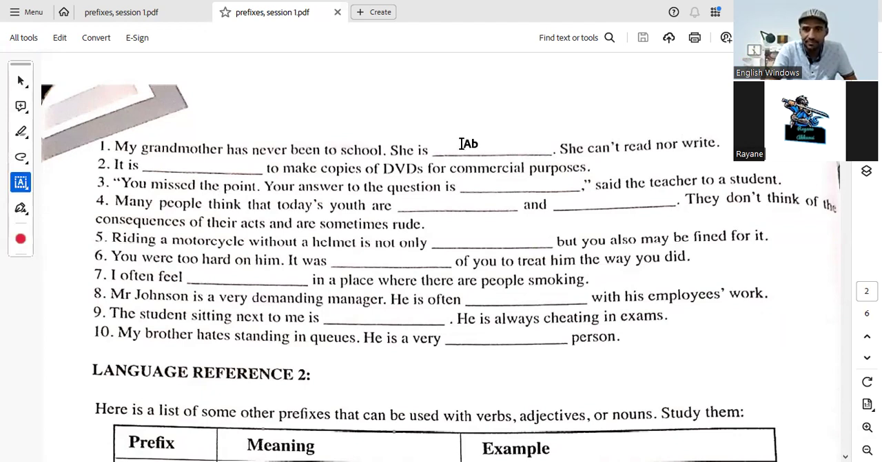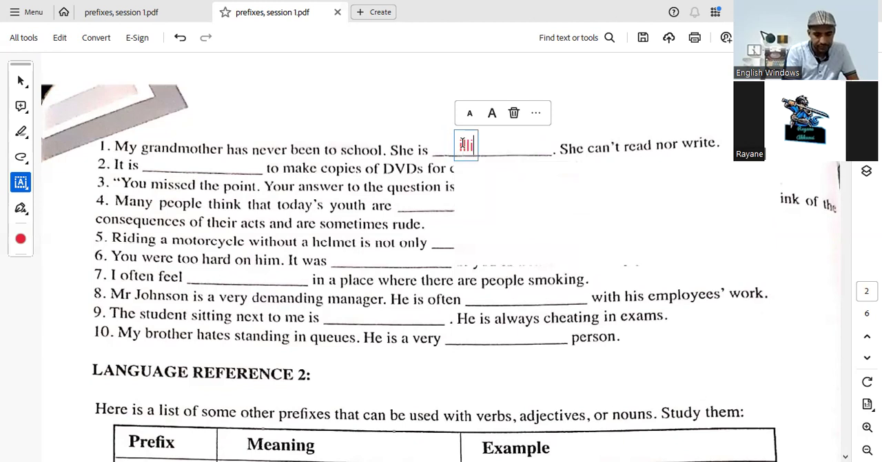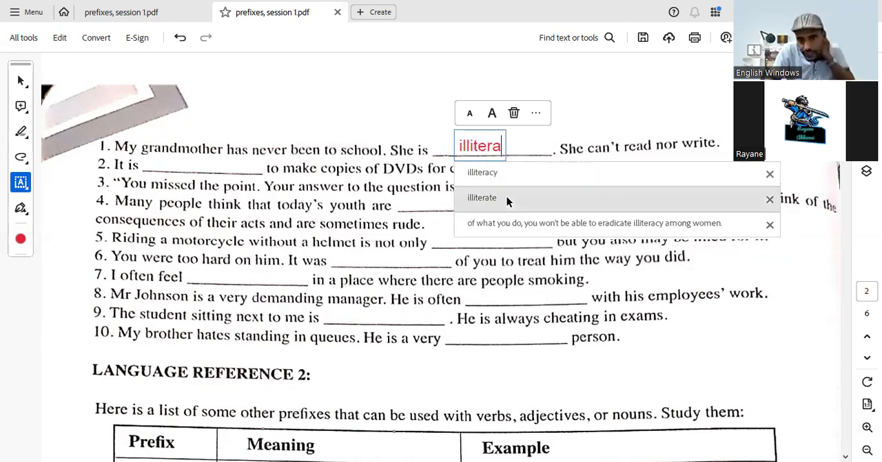Okay, so we have literate. It's someone who is educated. We say literate. But illiterate, it's the opposite. All right. Illiterate. Good job.